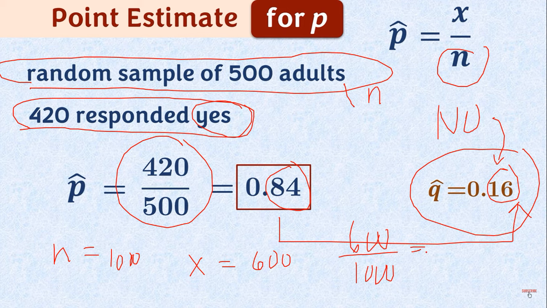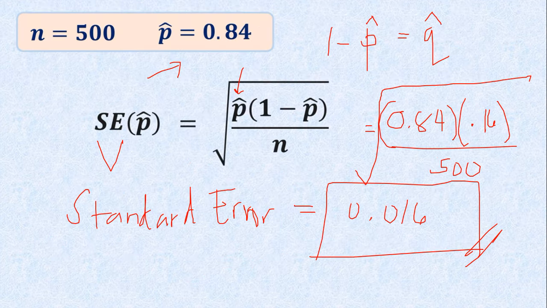Kung nakuha mo na yung point estimate, ibig sabihin yun yung kanyang P-hat. Kung nakuha mo na yung P-hat, susunod mo yung Q-hat, i-minus mo lang siya, 1 minus the P-hat. Yun po. So, makukuha mo na yun. Yun yung tinatawag na Q-hat. Then, kapag kukunin mo yung standard error, divide mo siya sa N. Ganun lang po siya kasimple.